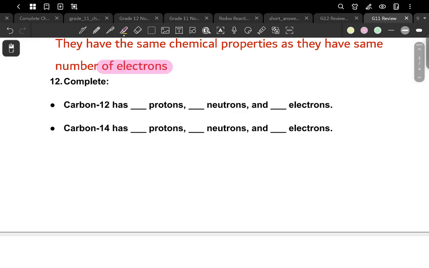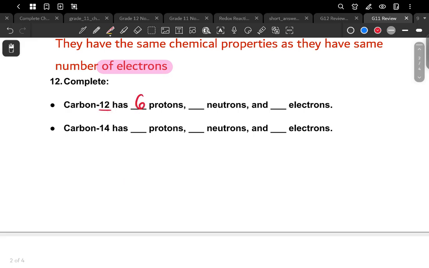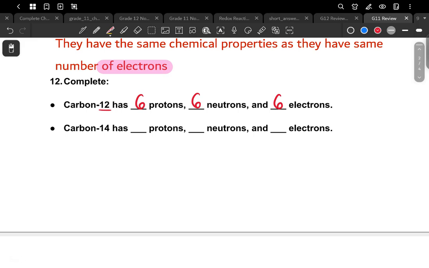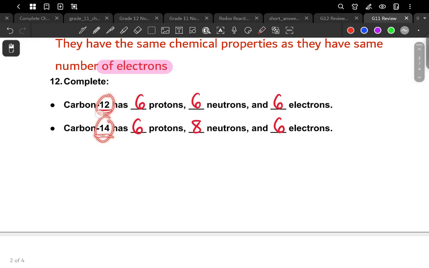So carbon-12 has how many protons? It has 6 protons, because 12 is the mass number. It has 6 protons, 6 neutrons, and 6 electrons. Carbon-14 has 6 protons, 8 neutrons, and 6 electrons. So how did I do that? As I told you, for carbon-12 and carbon-14, this is the mass number.